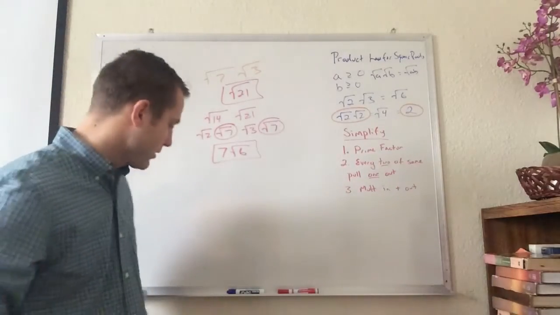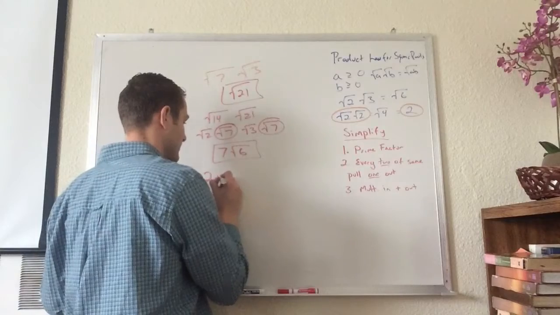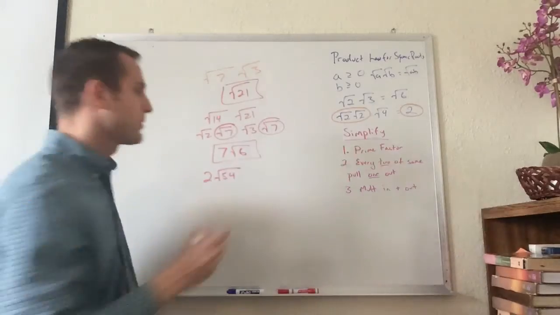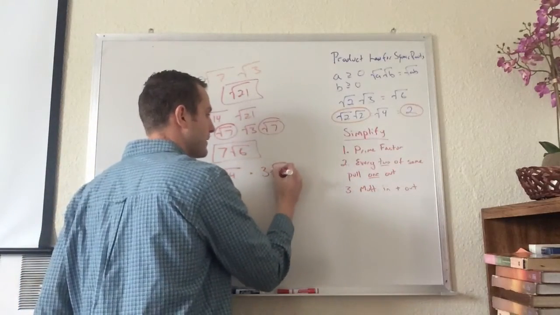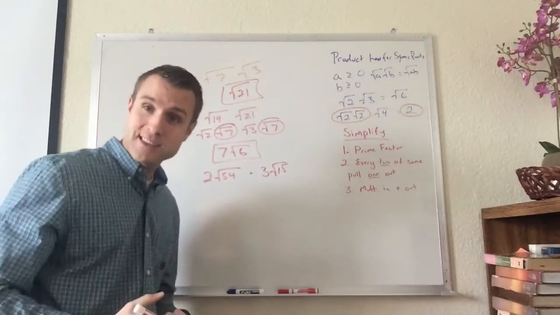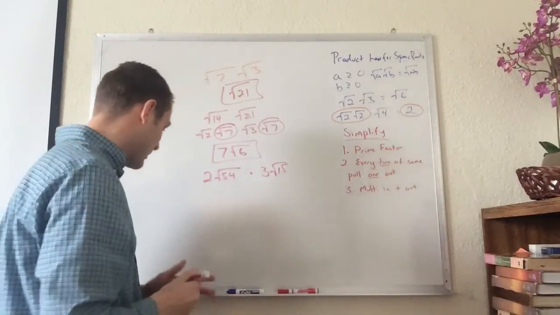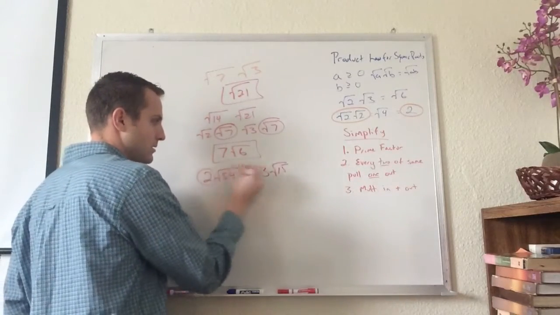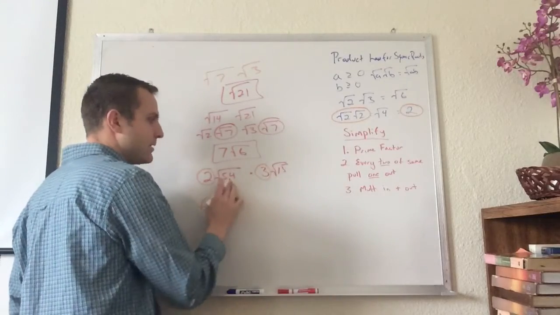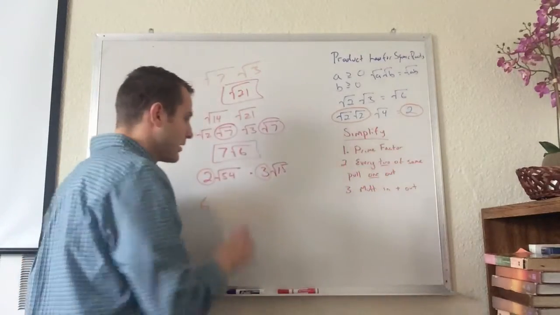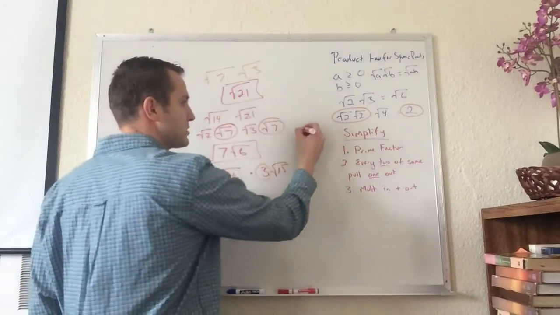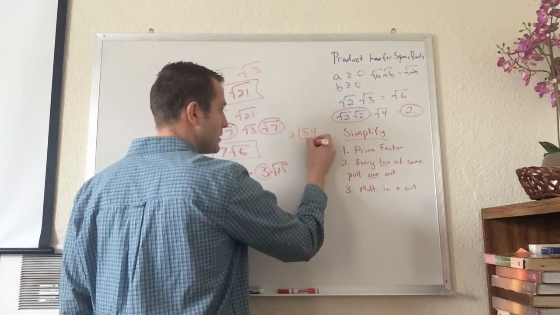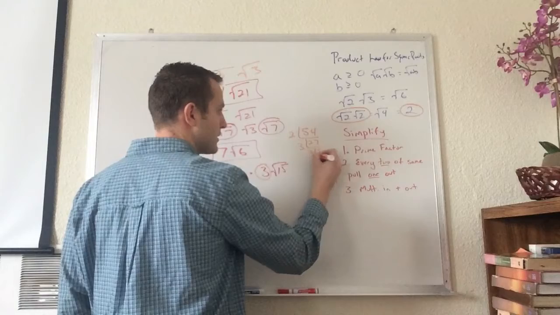2 square root of 54 times 3 square root of 15. Now notice with this one, I have numbers outside and inside. So what I'm going to do is multiply my outside numbers, 2 and 3. Then my inside numbers, since they are both not prime, I'm going to do the prime factorization for both of those. So 54, it's going to be 2, 27, 3, 9, 3, and 3.